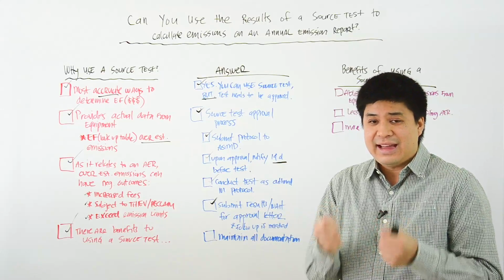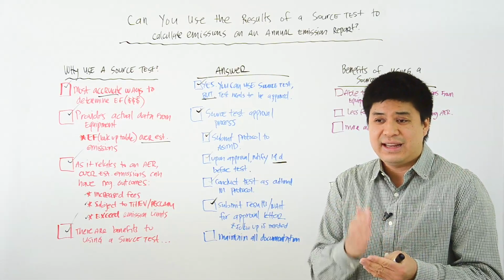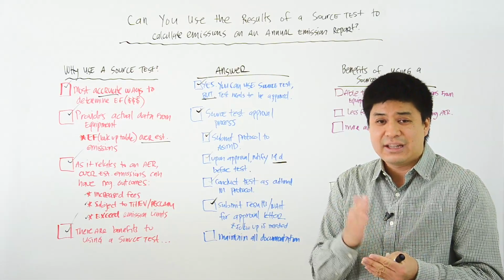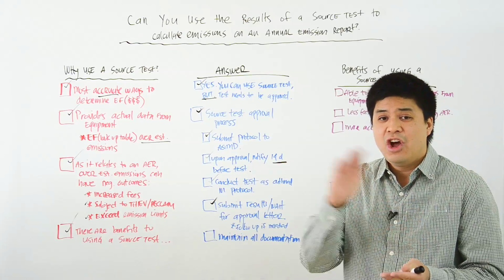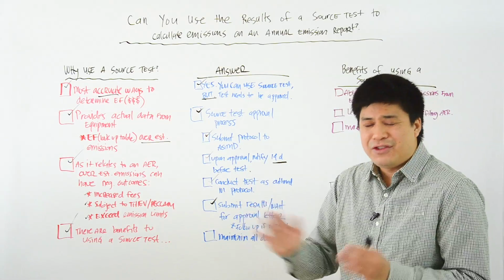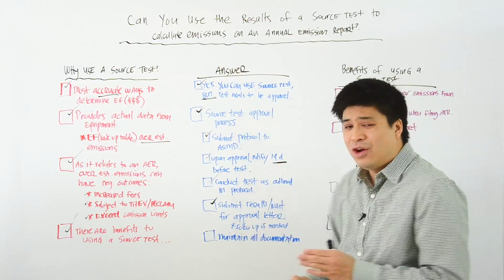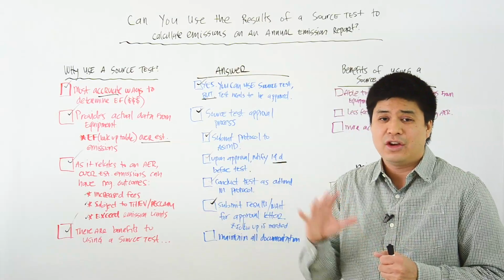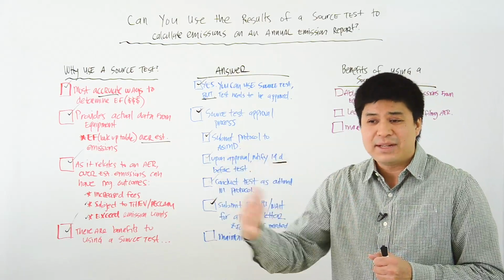Following that, you will want to wait for an approval letter from the AQMD documenting that, yes, we have reviewed this source test and it is approved by us. Only when you receive that notification can you then use the results of that source test on your annual emission report. Now, if you go through this process and you don't hear back from the district, then you want to go ahead and follow up as much as possible.